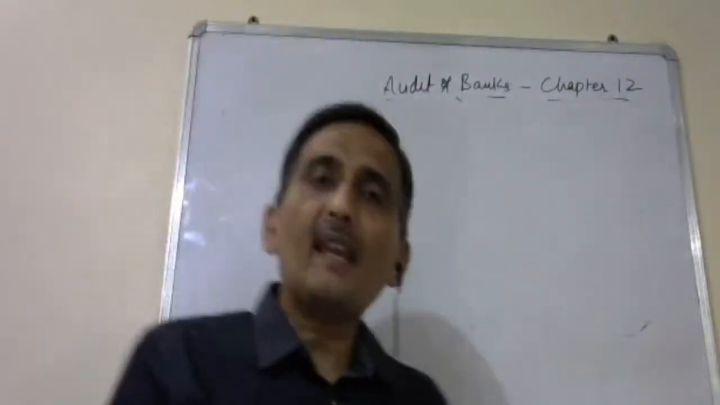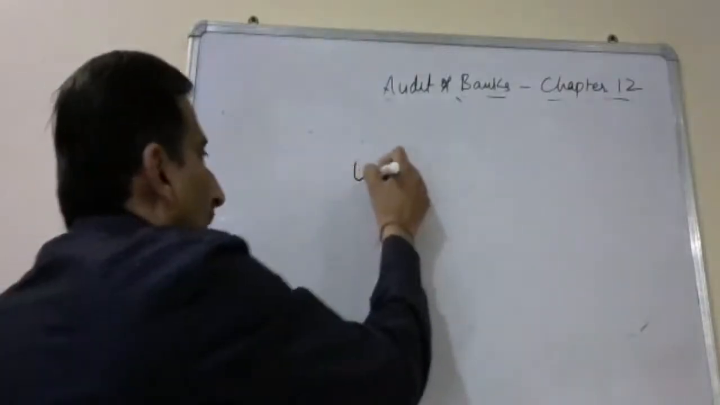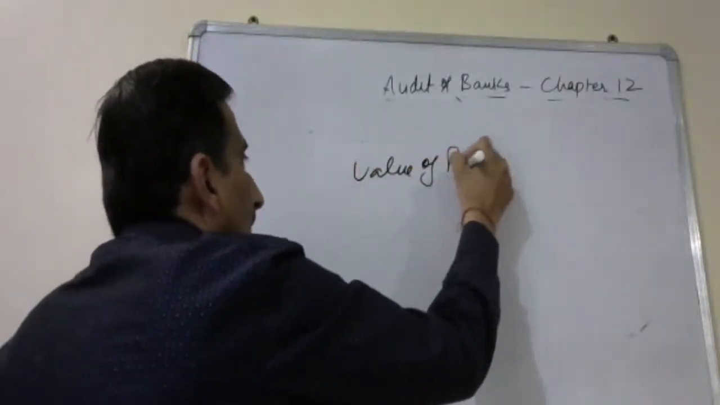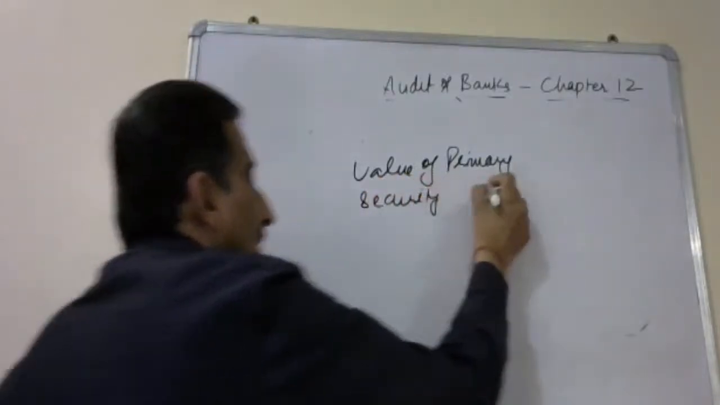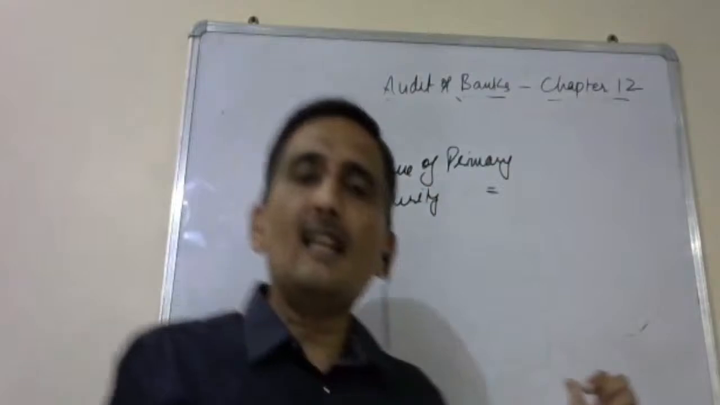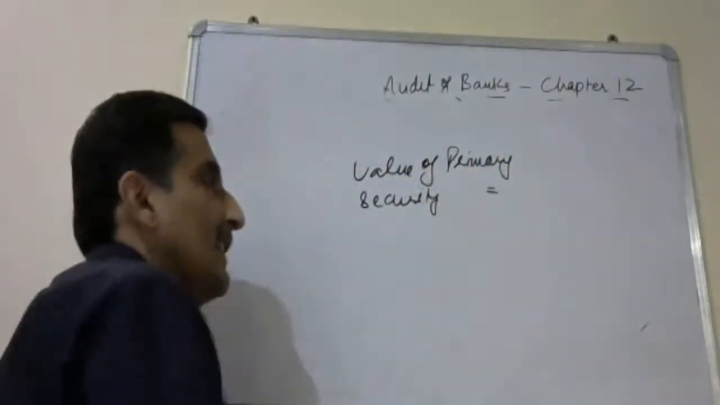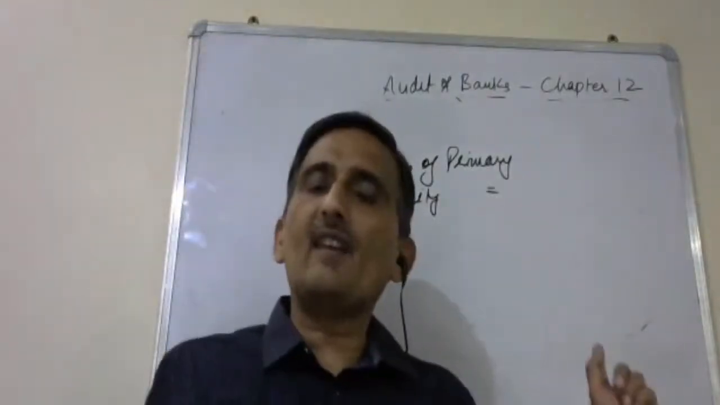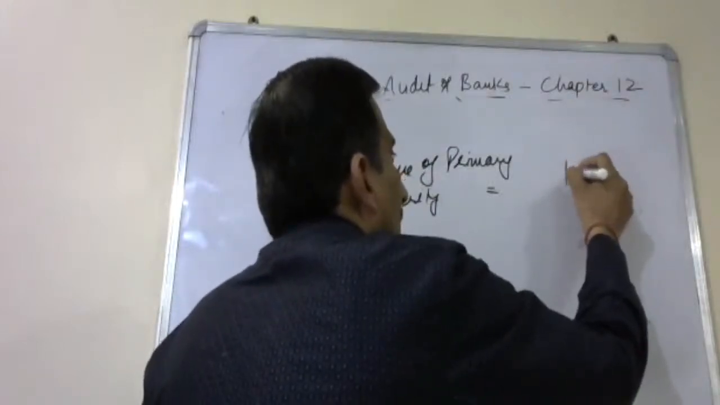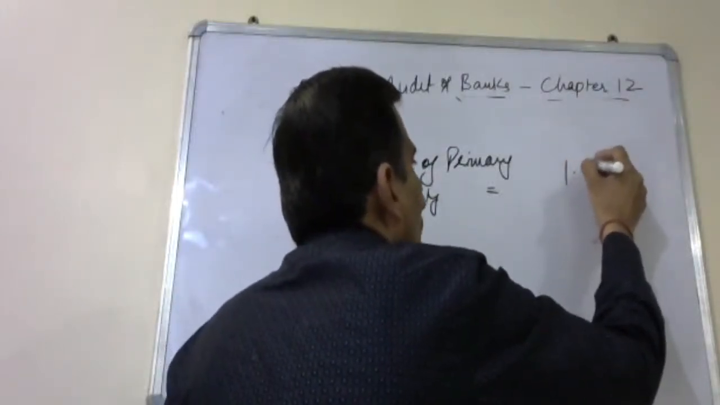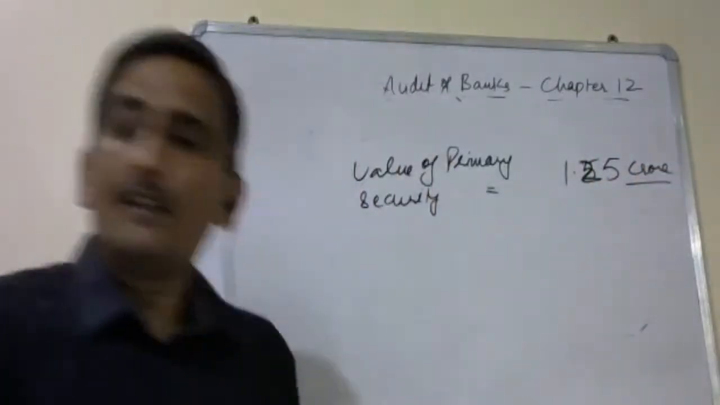So how is DP going to be arrived at? DP would be arrived at from the value of primary security. What is primary security in case of CC account? It is stocks. Say the CC limit has been sanctioned against the primary security of stock. So what would be the value of primary security? Say the borrower is giving a monthly stock statement of, say, 1.25 crores.